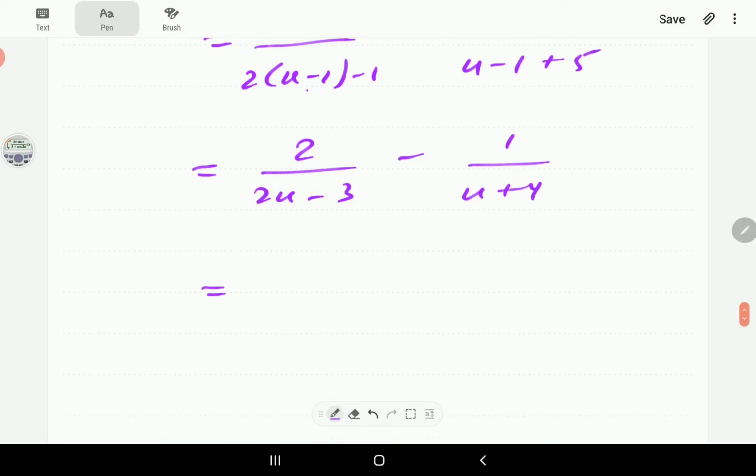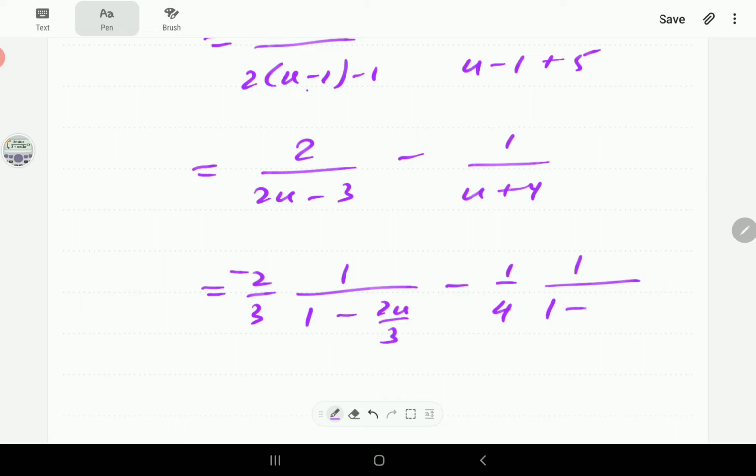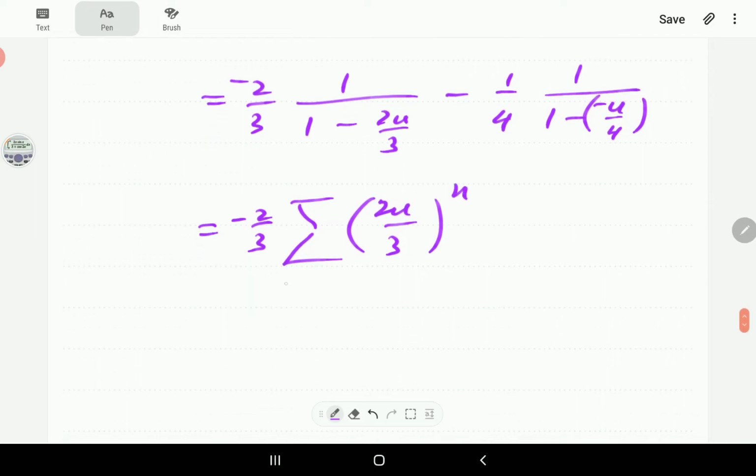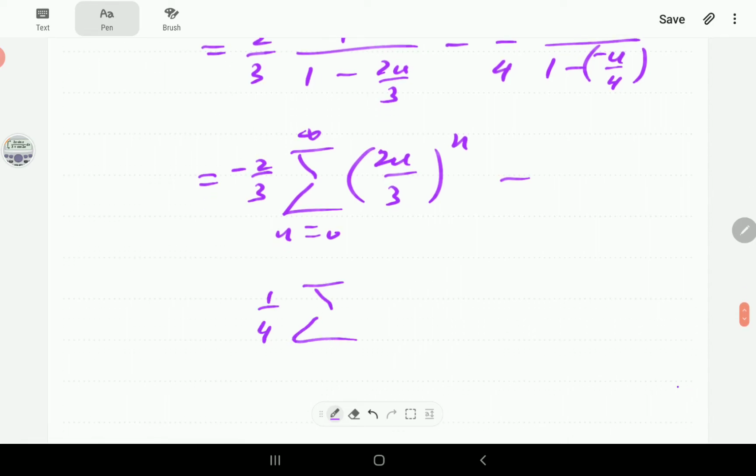So again, if we here factor out 2/3, make it negative 2/3, then there's going to be 1 minus 2u over 3. Here, if we factor out 1 on 4, then this is going to be 1 minus negative u on 4. Then after that, this is negative 2/3. It's going to be summation of 2u over 3 to the power n, and then minus 1 over 4. That's going to be summation of negative u over 4 to the power n.